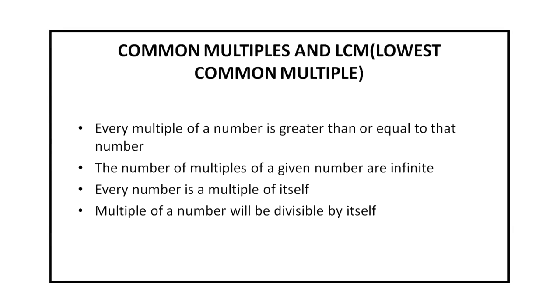Common multiples and LCM. LCM is the short form for lowest common multiple. Here also we need to remember a few things. Every multiple of a number is greater than or equal to that number. The number of multiples of a given number is infinite. Every number is a multiple of itself, and a multiple of a number will be divisible by that number.